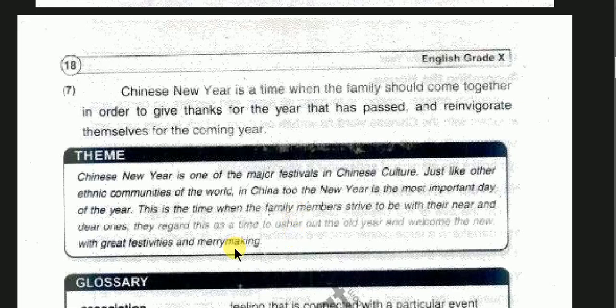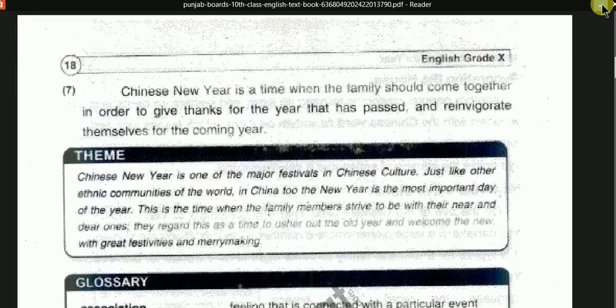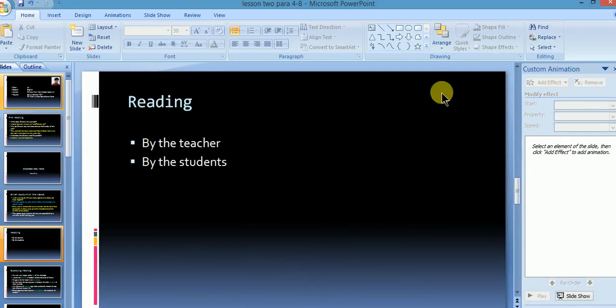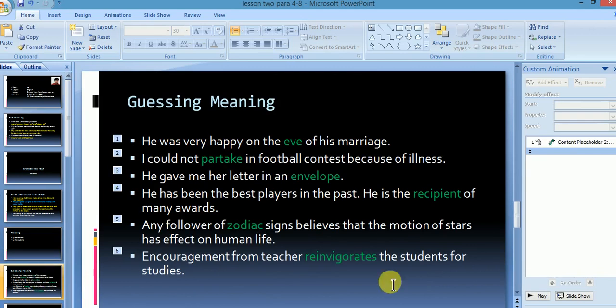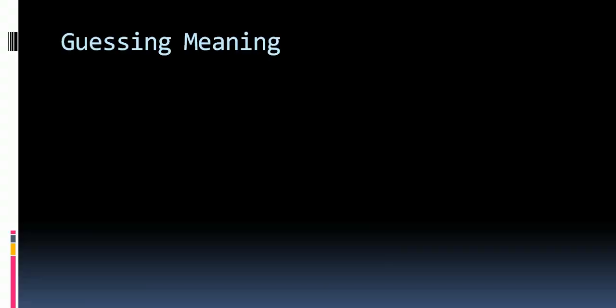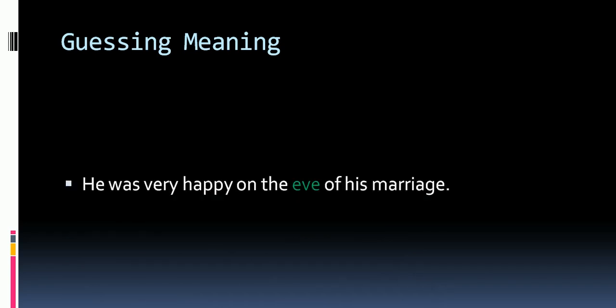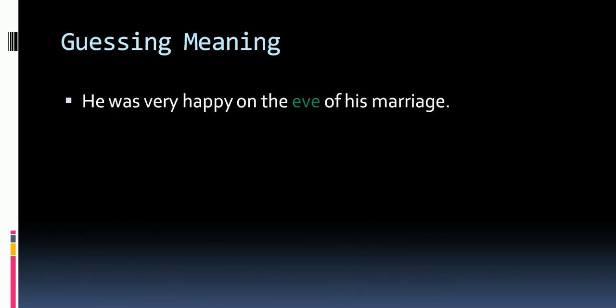Now we go to the very important part of this lecture, that is guessing meaning. Yes, dear students, the text that we have read, now we have to guess the meaning of the words. So the first word: he was very happy on the eve of his marriage. Dear students, try to understand the meaning of this word eve.